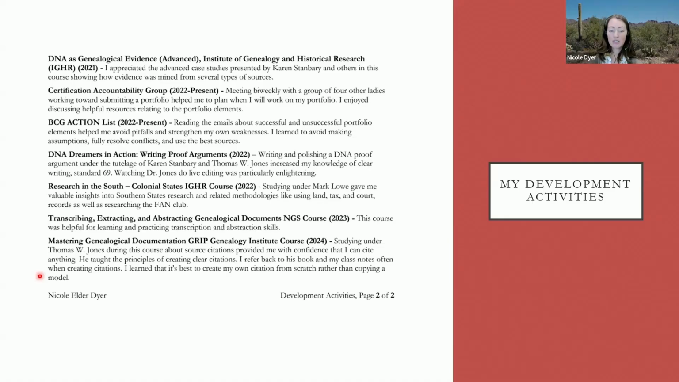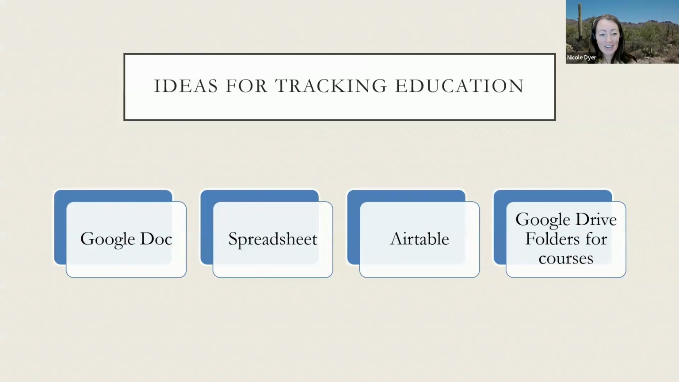So that was my two pages of development activities showing everything I did to prepare for certification and talking about how it helped me. So how did I track all of these things? Well, I didn't do a very good job tracking them. So what I did was I had a spreadsheet, and you could have anything as long as it's all in one place. And then I had Google Drive folders for every course that I took with all the notes and the class materials. So that helped me when I was trying to remember everything.